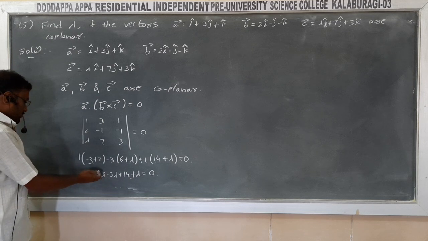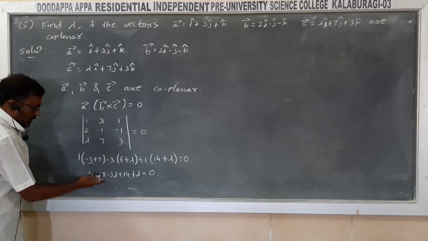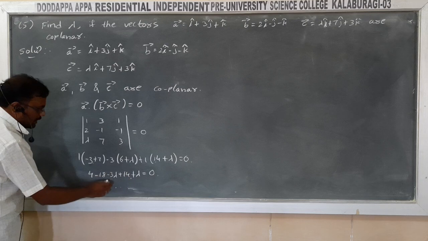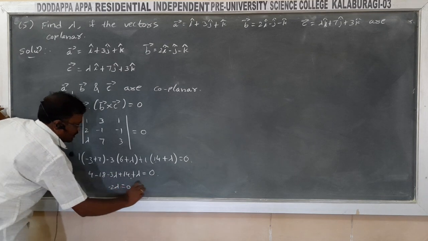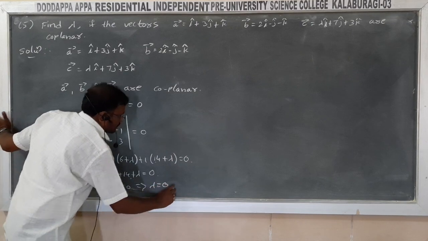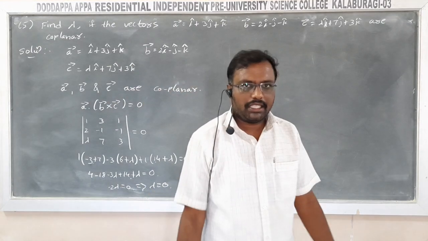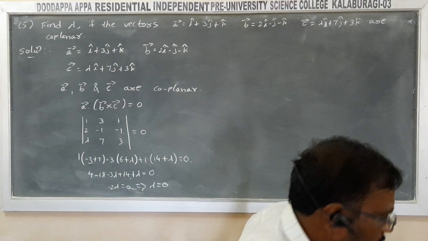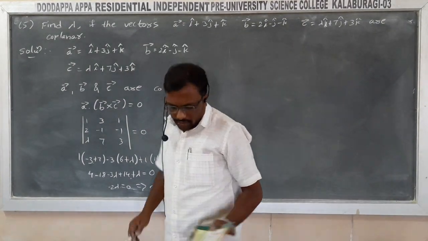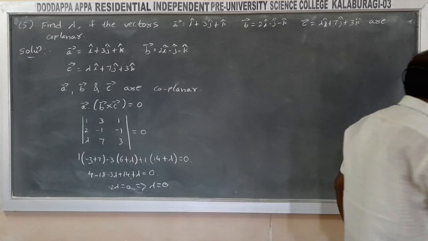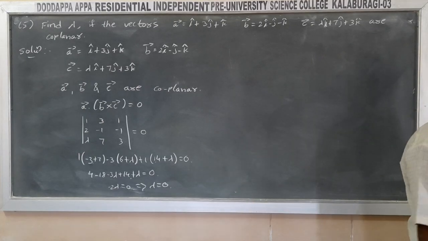So here we get 18. So minus 14 plus 14 we get 0. Minus 3 lambda plus 2 minus 2 lambda. So this implies lambda equal to what? 0. Okay. So we get the lambda value equal to 0. Okay. So now we go for same another problem.